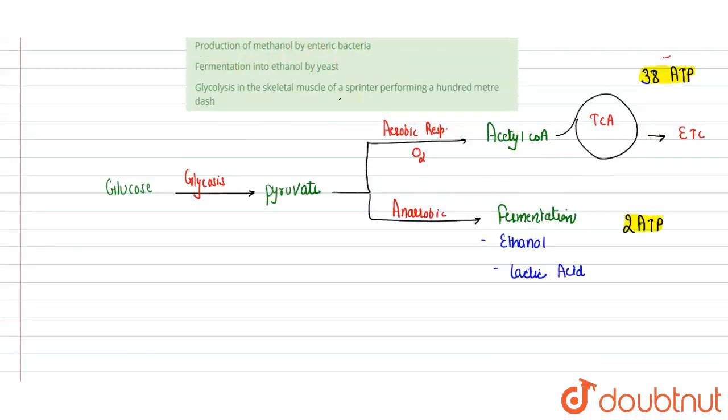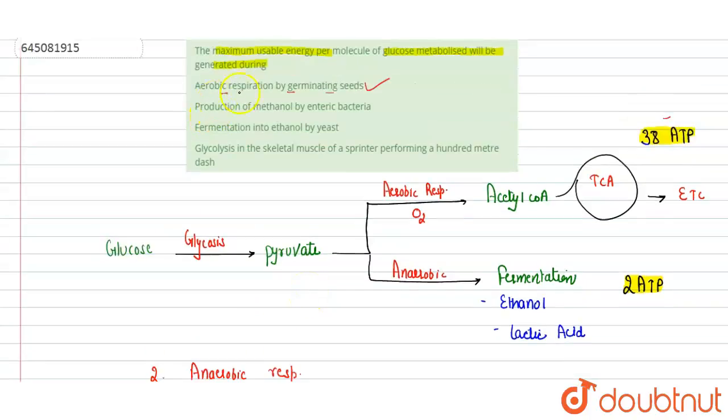Next is production of methanol by enteric bacteria. They haven't directly mentioned it, but production of methanol is a type of anaerobic respiration. So you should know which one is aerobic, because in the first statement they clearly mentioned aerobic respiration, but in the second they haven't, so don't get confused. Simple funda is you have to find out whether it's aerobic or anaerobic respiration. Anaerobic respiration means less ATP, so this is incorrect. Fermentation into ethanol by yeast is again anaerobic respiration, less energy.